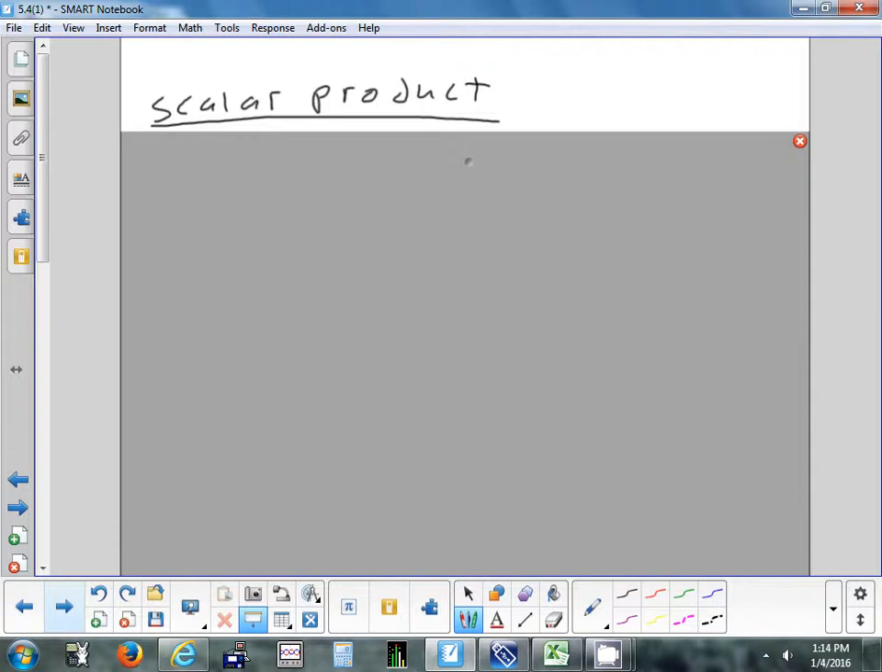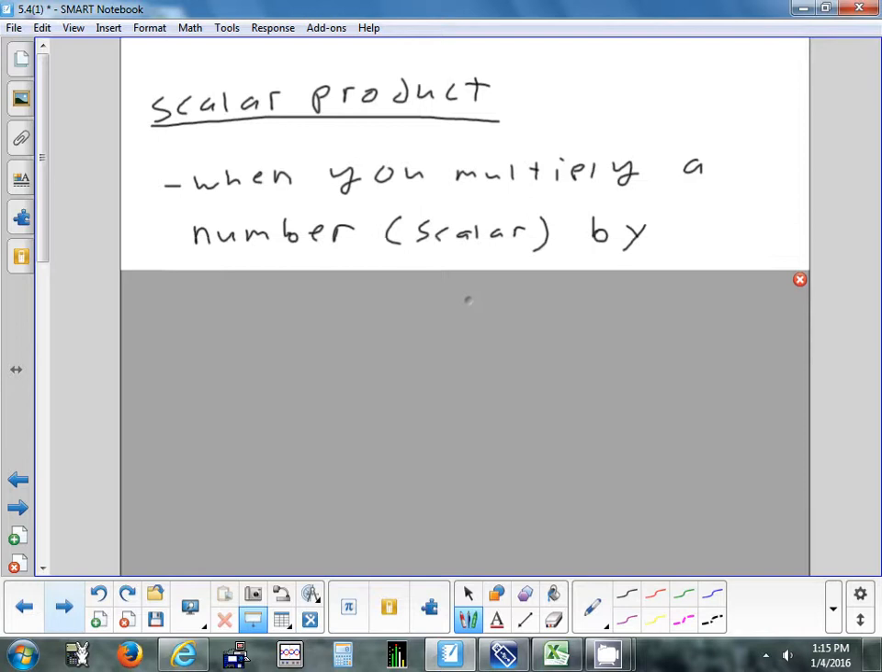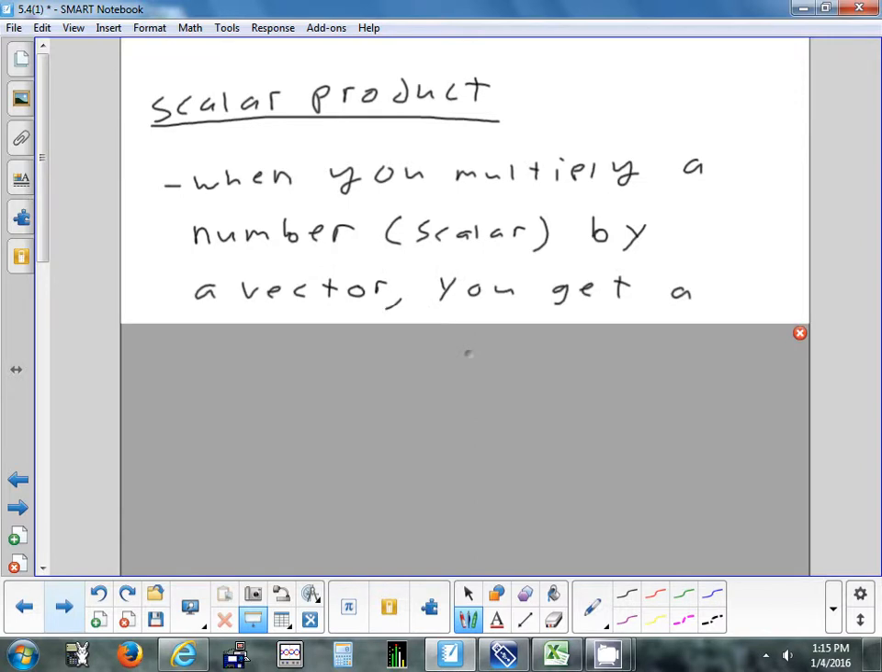All right, scalar product. What does it mean to scale something? What do you think of a scale model, scale drawing, scale building? What are you changing when you do something to scale? You're changing the size. You're not changing anything else about it. All you're doing is changing the size. So when you multiply a vector by a number, we call that number a scalar, because a scalar can actually do three things.